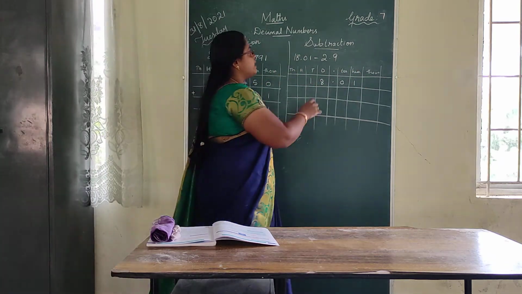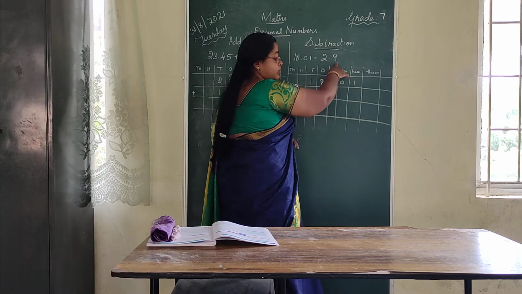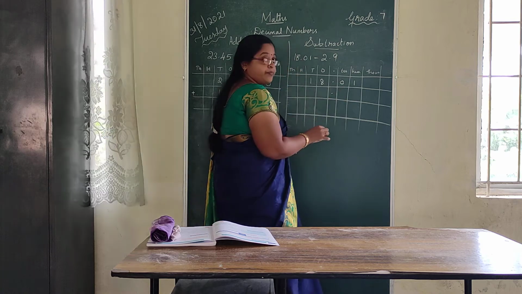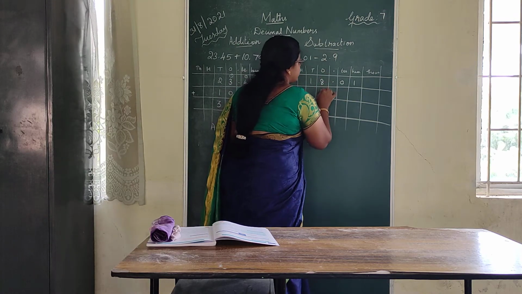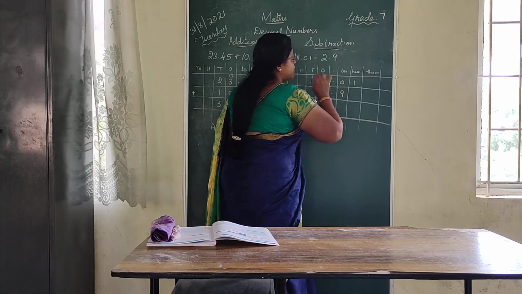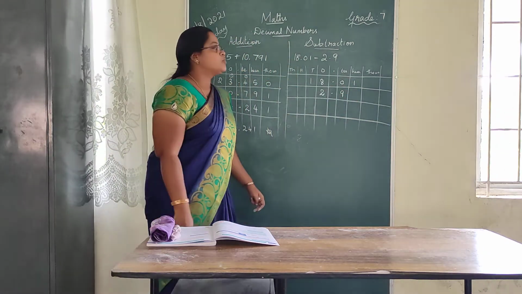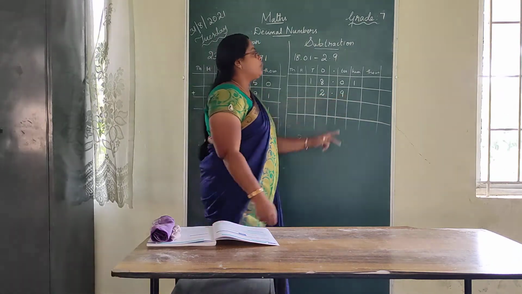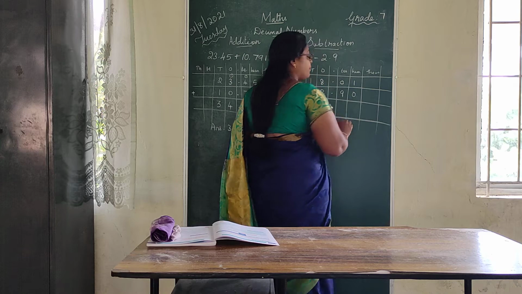Okay, now the next number is 2.9. So the point should be written straight up under the point, and 2 should be written in the ones place, and 9 should be written in the tenths place. Okay, so now you have to check here, no value is given. So you have to put 1, 0.